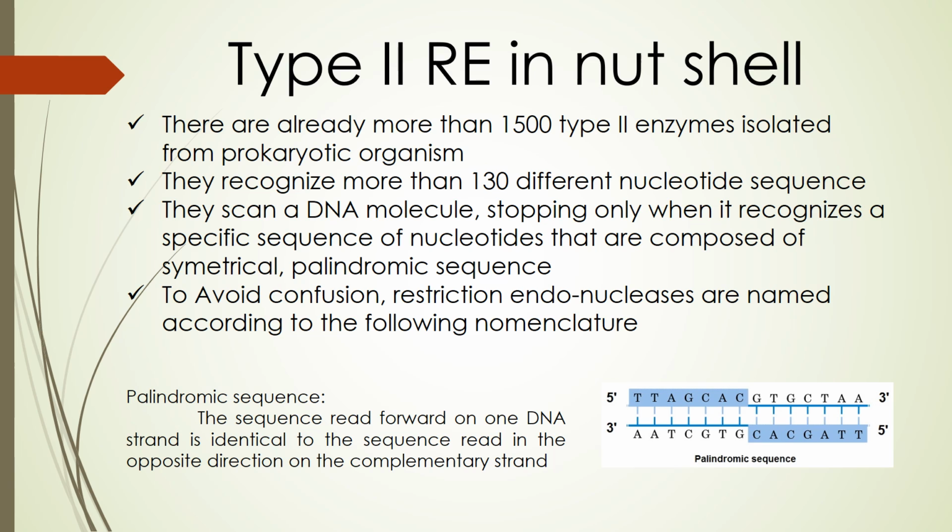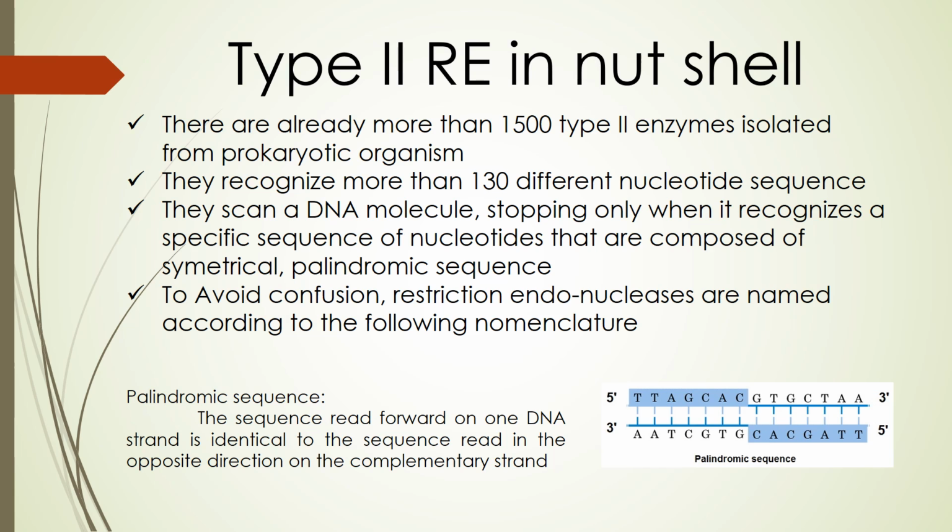Up to here, we have seen type 1, type 2, and type 3 enzymes, and we saw that type 2 enzymes are actually important and useful for recombinant DNA technology. The restriction endonuclease is a bacterial enzyme that cuts DNA into fragments after recognizing a specific nucleotide sequence known as the recognition site. Up to 1,500 type 2 restriction endonuclease enzymes have been isolated from prokaryotic organisms.